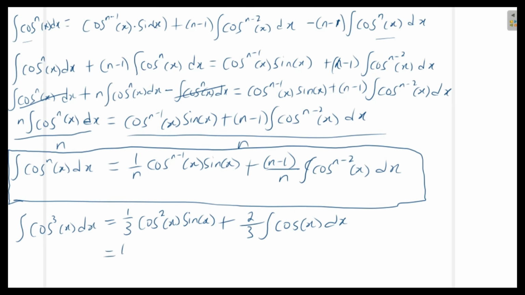So we are going to have 1 over 3 cos squared x sine x plus 2 on 3. Now what is the integral of cos x? By now you should know the integrals of the trig functions. So when you integrate cos x with respect to x, you are going to get sine x plus your constant of integration c. So this will be the integral of cos to the power 3 of x using the reduction formula. Thank you.